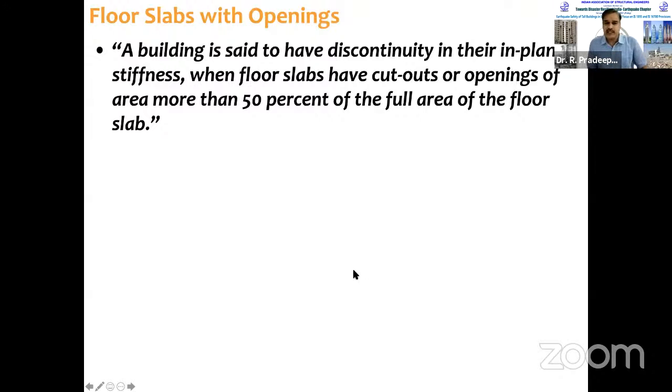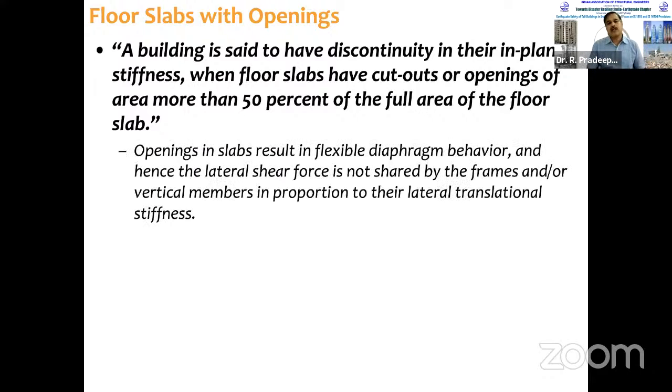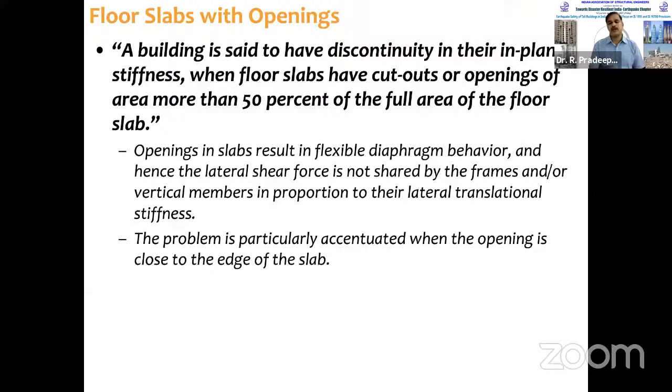Then the other thing is, this again accounts for flexible floor diaphragm. So if excessive cutouts are there, the rigid floor diaphragm action will slowly diminish because of them. What the code suggests is that the area of openings or cutouts should be less than 50%. Less than 50%, if at all it is there.